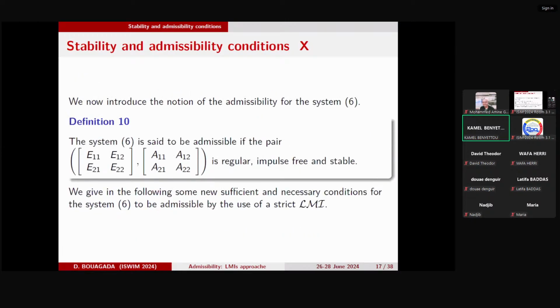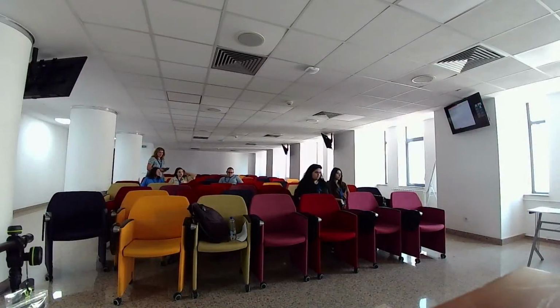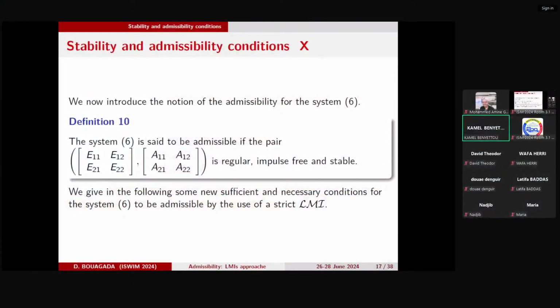And to achieve our condition, or to give a general definition of admissibility, we now introduce this concept. The system 6 described by the equation 6 is said to be admissible if the pair E and A satisfy the three conditions. It means that these pairs are regular, impulse-free, and asymptotically star. This is the general definition.